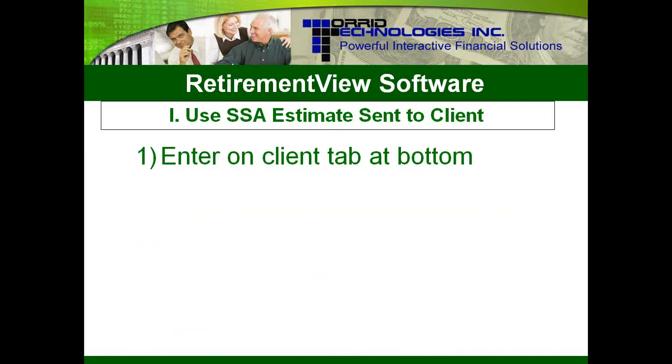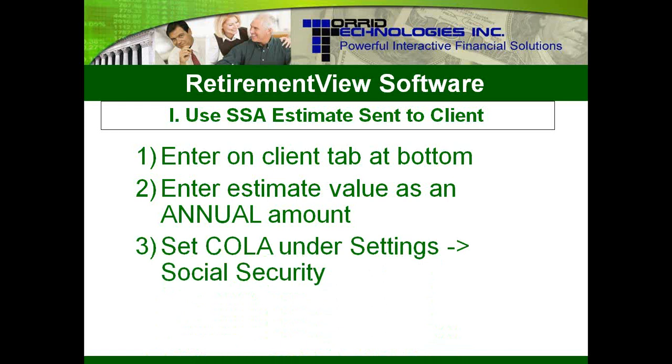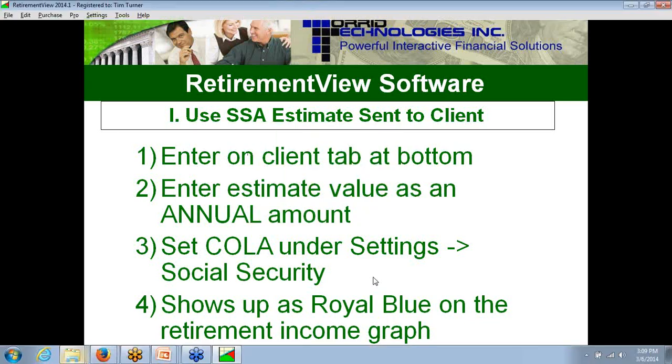Okay, we're going to use an SSA estimate from the client. You're going to enter it on the Client tab at the bottom, and you're going to enter the estimate into the current annual value, and remember that is an annual amount. And then if you want to adjust the cost of living adjustment, the COLA, that's under the settings menu, Social Security. And I'm going to show you all this right after I go through it. I'm just going to tell you what I'm going to do, then show you exactly this, and then it shows up as royal blue on the income graph. So it's not rocket science.